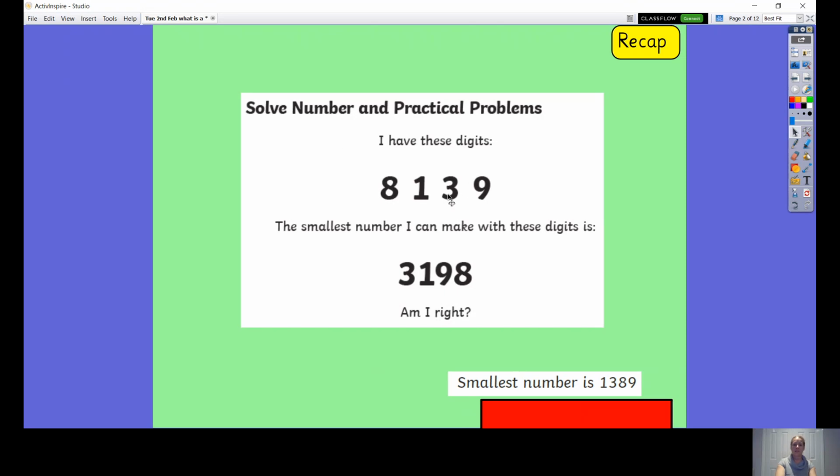Then the next smallest digit goes into the hundreds column, which is 3. Next, which should be the 8, should go into the tens column, and then the biggest digit should end up in the ones column, so it's worth the least amount of money. If you want an extra little challenge, pause again and see what the biggest number is that you can make.